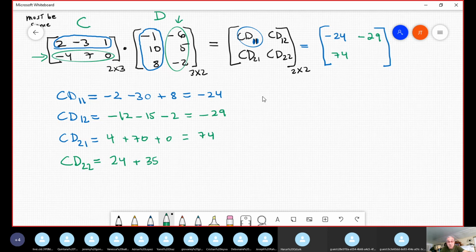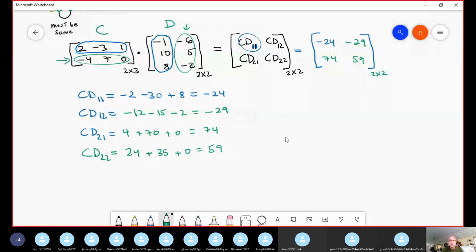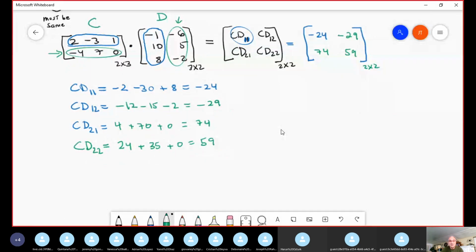0 times negative 2 is 0. Okay. And this is 59. And the answer is 59. Okay, a 2 by 2 matrix. And this is the answer after the multiplication, C times D. This is one way to do it. Another way to do it, I did element by element: CD11, CD12, CD21, CD22.